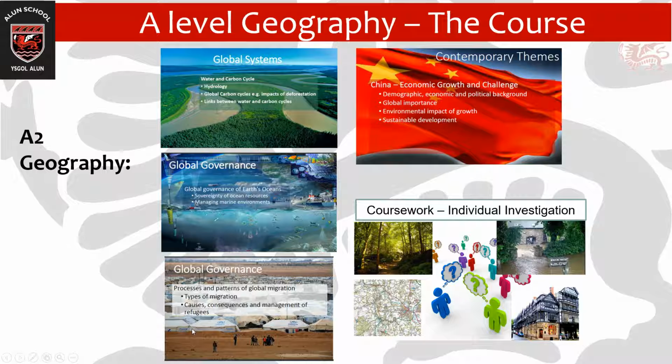The A2 geography course is divided into 3 units. Global system, it's all very global actually. Unit 3, global systems, governance. Unit 4 is contemporary themes, that's an essay-based exam paper, and Unit 5 is coursework.